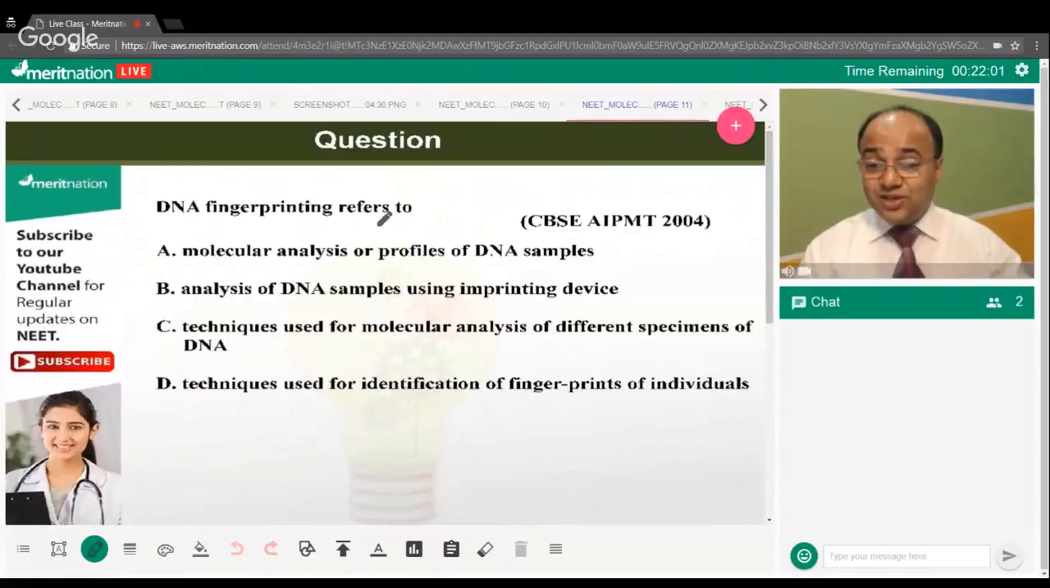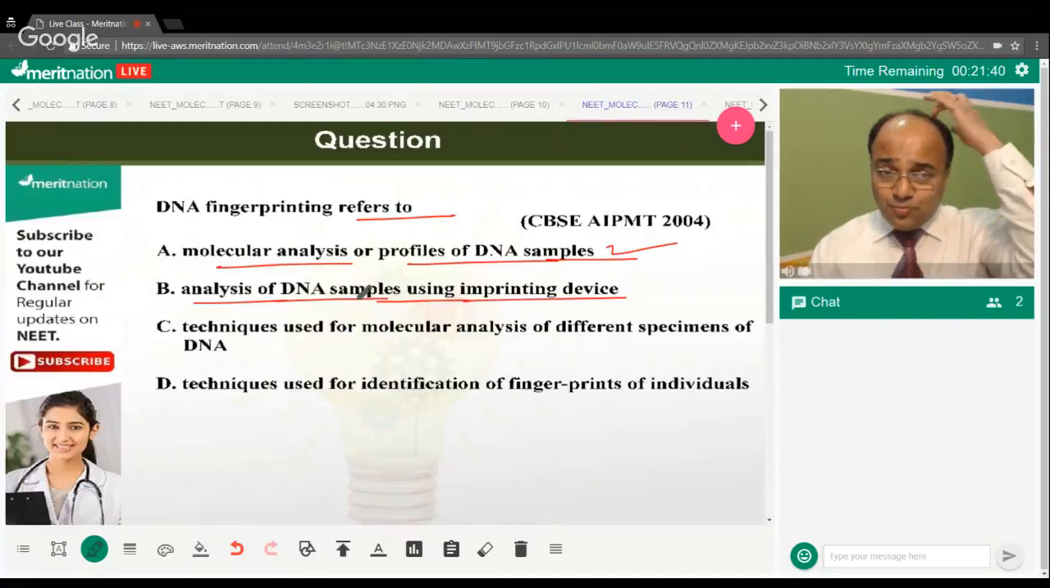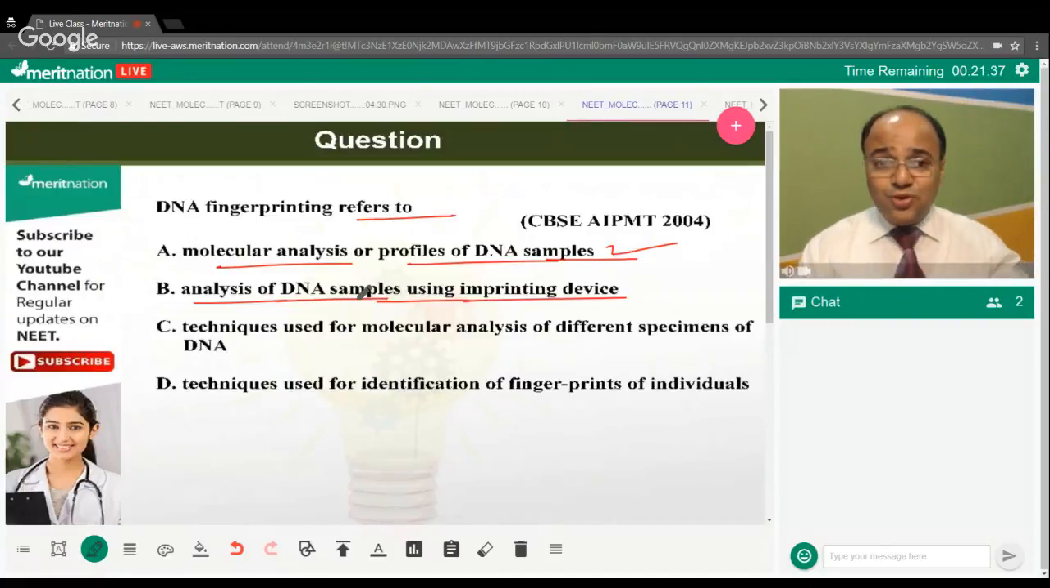And the next question is, DNA fingerprinting refers to molecular analysis or profiles of DNA samples. I guess that is the answer, right? Analysis of DNA samples using imprinting devices. So are we analyzing the DNA samples? How much of adenine, thymine, purine to pyrimidine ratio? No, the answer is option A here. Techniques used for molecular analysis of different specimens of DNA. No. Techniques used for identification of fingerprints of individual. Definitely no, Dipali. Not even B.